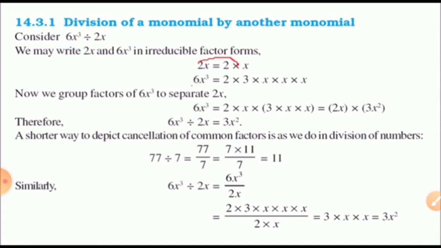Very simple. 2x means 2 into x, 6x cube means 2 into 3 into x into x into x, 3 times. By dividing both, we have 3x square. 3 twos are 6. The common things will cut out, and then x's will cut out. Then only 3x square will be the answer. Is it correct? Short method is here. 77 divided by 7, that means 77 upon 7. That is 7 into 11, 7 will cut, 11 will be the answer.